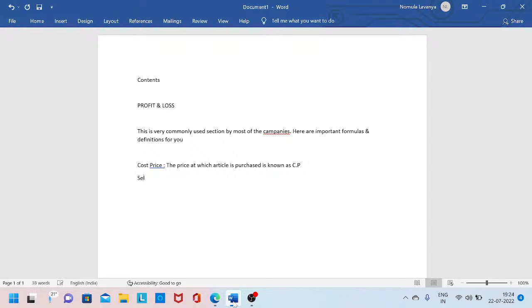And what is selling price? The price at which an article is sold is known as the selling price, that is SP. The price at which an article is sold is the selling price, and the article purchased is the cost price.